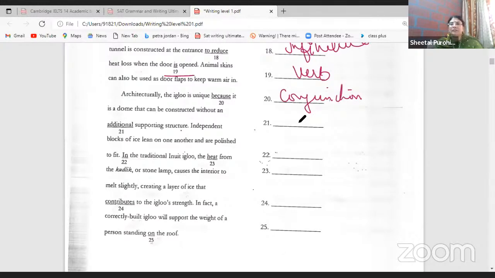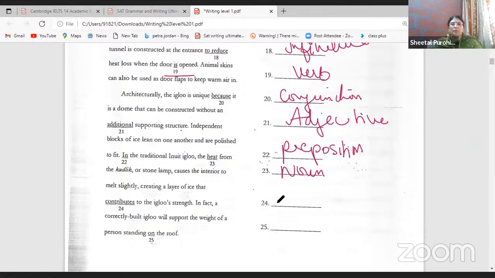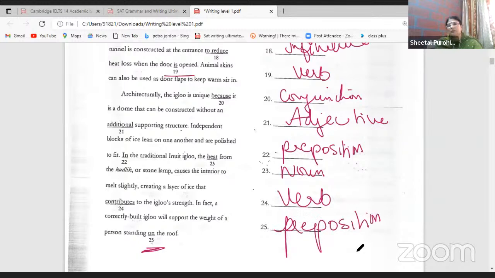Additional is an adjective. Then we have in, which is a preposition. Then heat is a noun. Then we have contributes, which is the verb. On is the preposition. Write it down.